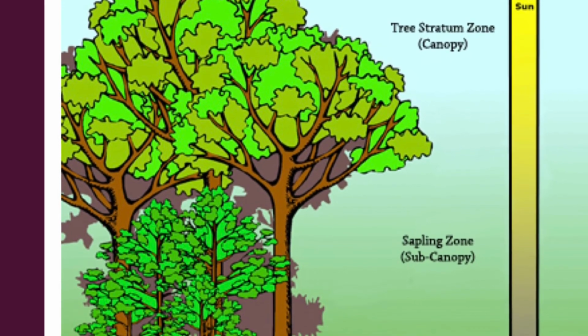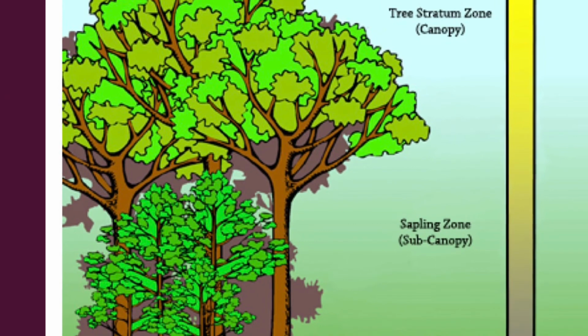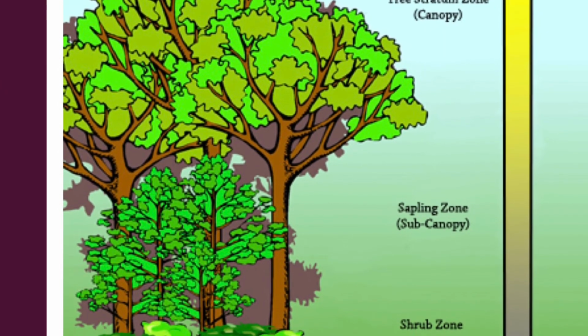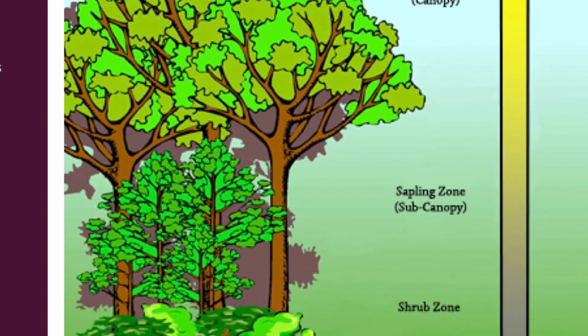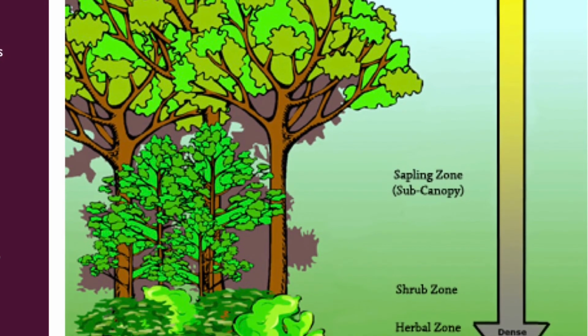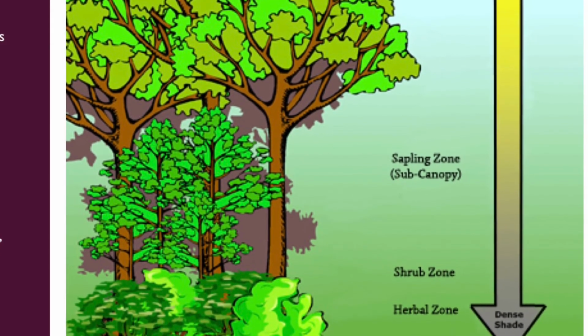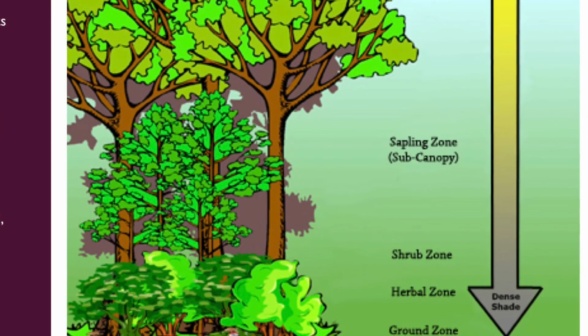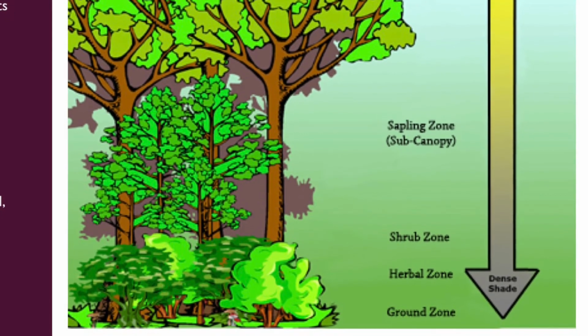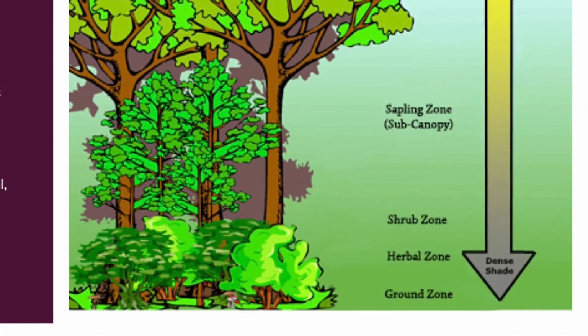Second is the small tree and sapling zone. This includes the younger and shorter trees. Third is the shrub zone. Shrubs in this zone include mountain laurel, huckleberries, and more. Fourth is the herb zone, which is short herbal plants like ferns. Fifth is the ground zone, in which lichens and mosses grow directly on the ground.